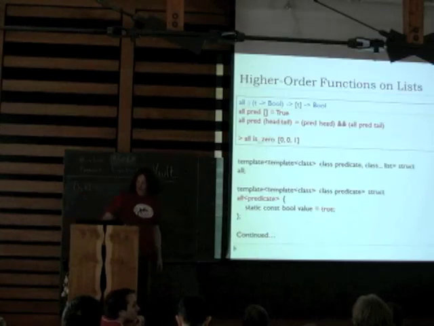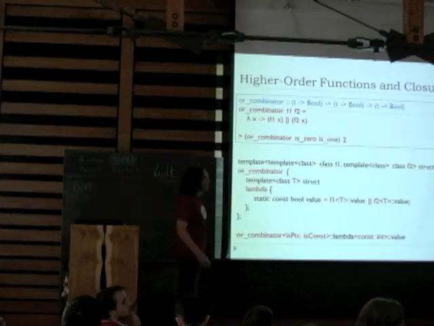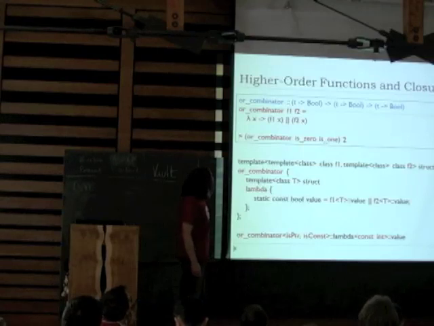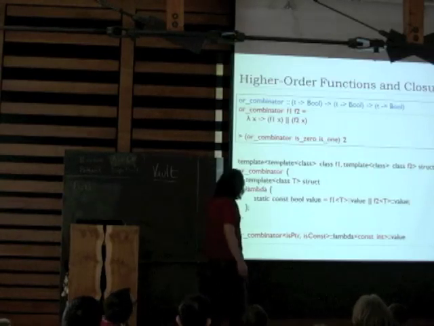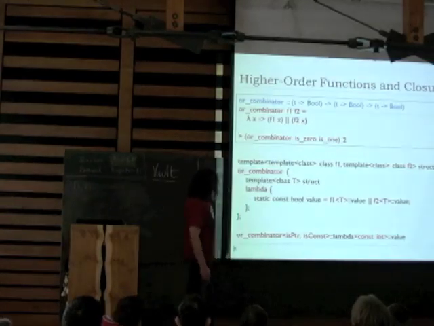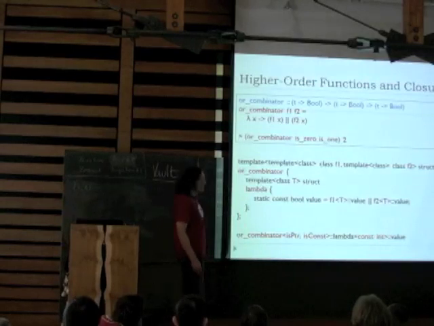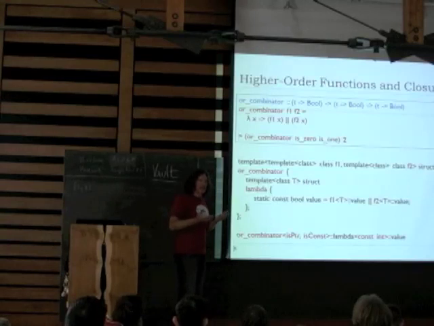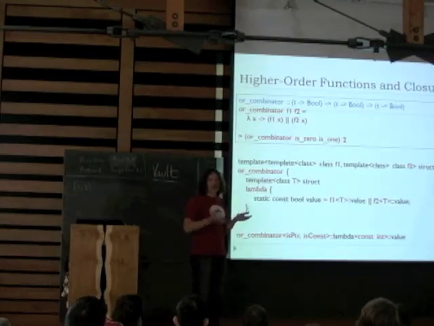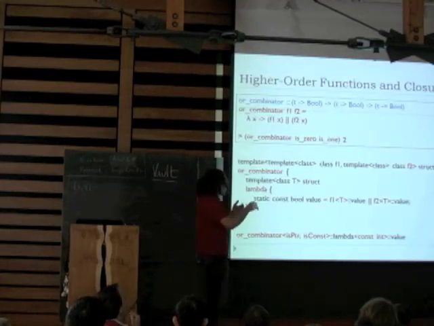In another slide, are the parentheses in the blue line required? Oh, I didn't say anything about the blue line. Thank you for asking that. This is the type of the OR combinator, a function that takes two arguments. In Haskell, a function that takes two arguments is really a function that takes one argument and returns a function that takes the second argument and then returns something. So you just chain it.